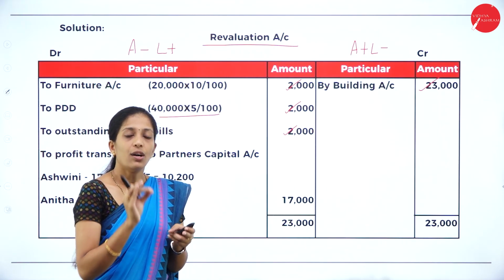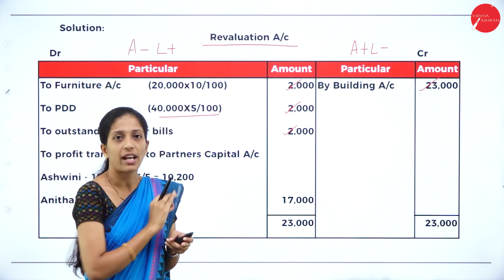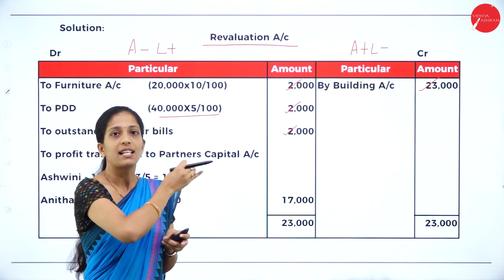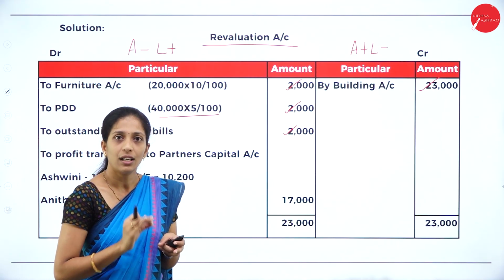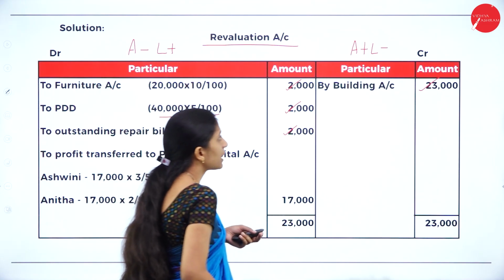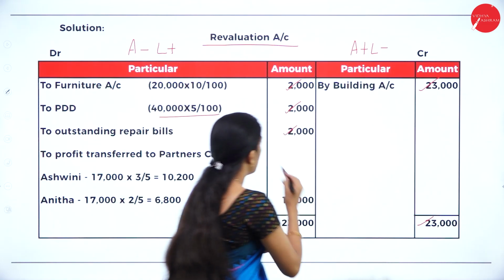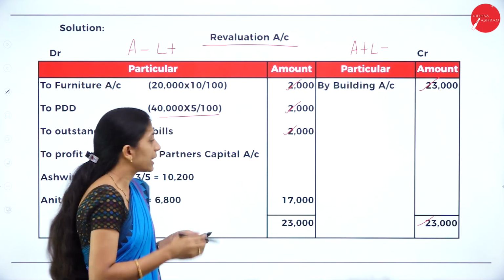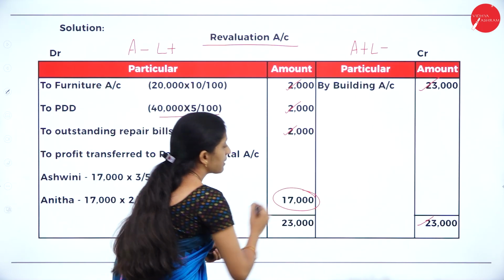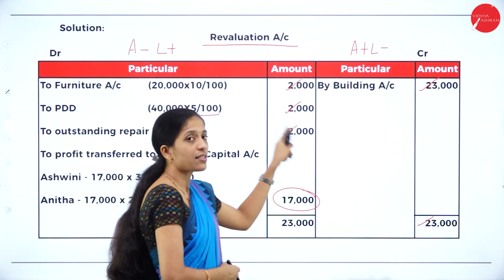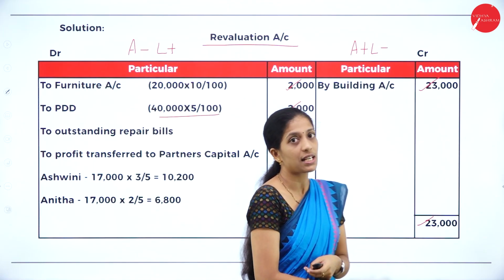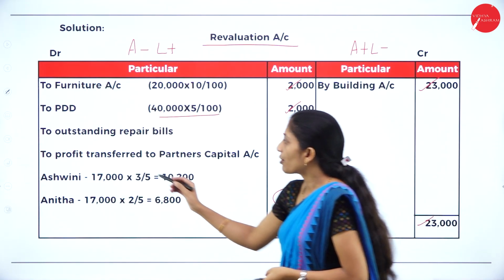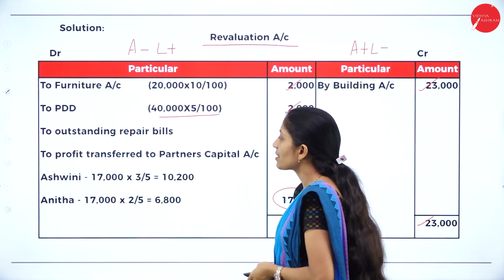And remember, only to the old partners you will share this profit, because all these assets and liabilities belong only to the old partners. Now, if you see the credit side, it is 23,000, but if you see the debit side, it is only 6,000. So you will get a balancing figure of how much? 17,000. So, your credit side is more than debit side. So, what is it? Profit. So, how do you write? To profit transferred to partners capital account.